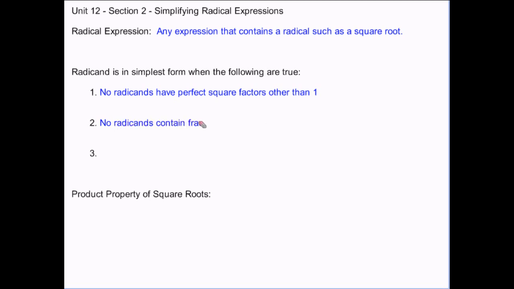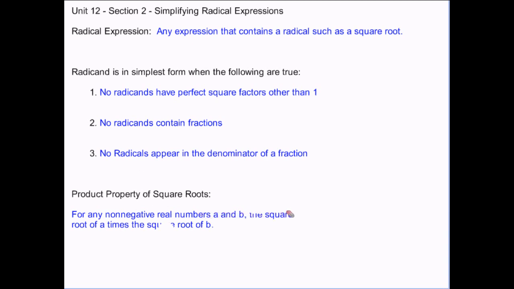You also can't contain any fractions under the radical, and you can't have any radicals in the denominator. Okay, and in order to simplify, we're going to use the product property of square roots, which states that for any non-negative real numbers a and b, the square root of ab is equal to the square root of a times the square root of b. What that means, basically, is if I have the square root of ab, that's equal to the square root of a times the square root of b.